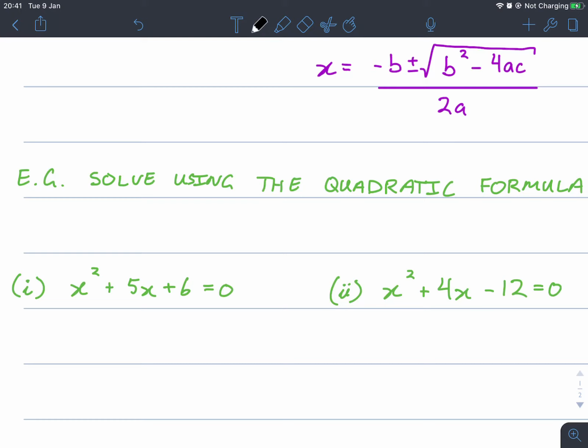First we need to assign the values a, b, and c. So we have a here, it's 1. b equals 5 and c equals 6.